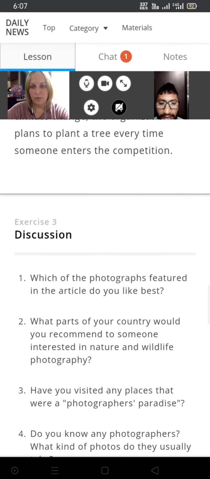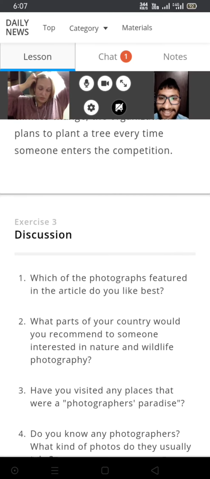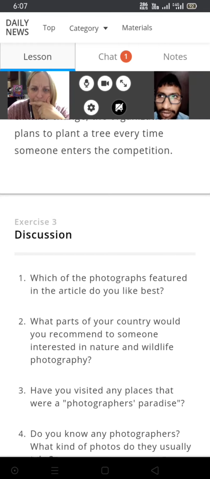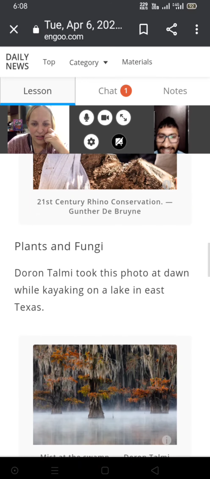Which of the photographers featured in the article do you like best? As you ask me this question, I want to listen to your opinion also. If you would like to give me your opinion, then please give it. Okay, so I haven't looked at all of the pictures yet. One second. I want your opinion for each question. I'm not saying you have to give an elaborate answer, just something brief in a nutshell. Sure, miss, please take your time.